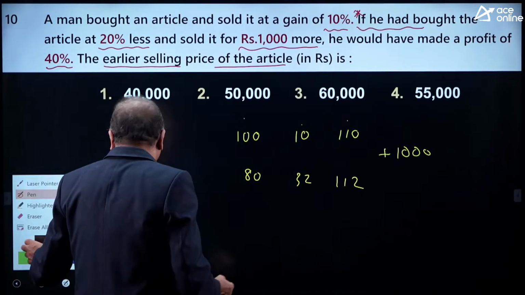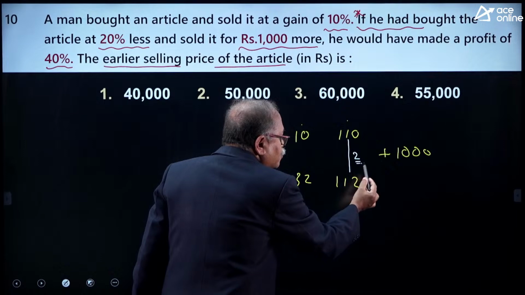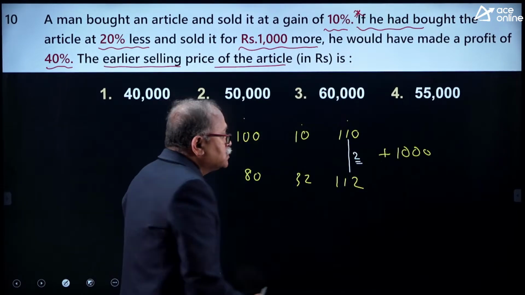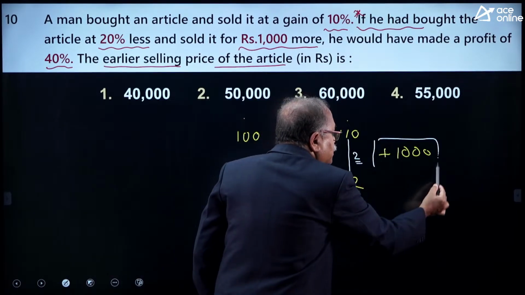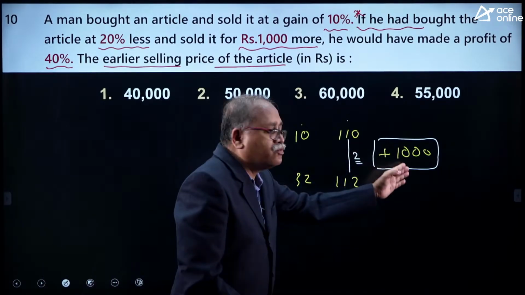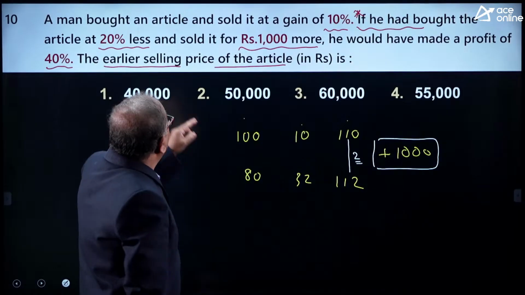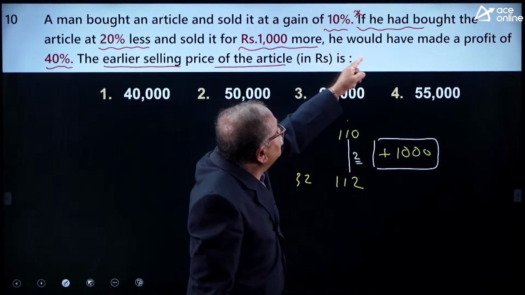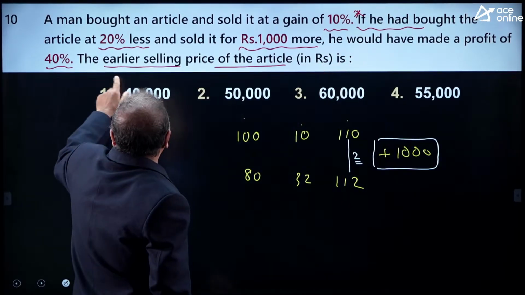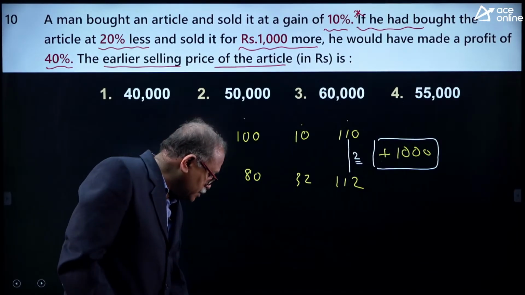Now, look at this angle. How many parts increased here? 2 parts increased. That represents how much value? 1000. 2 parts is 1000, so 1 part is 500. It is asked what would have been the earlier selling price, the previous selling price.